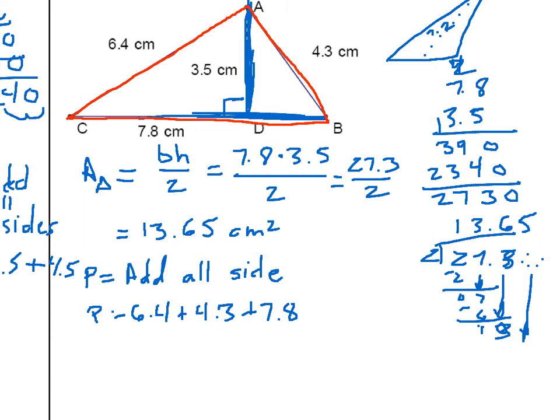So I'm going to add all of that up. 6.4, 4.3, 7.8, 5, carry the 1, 18.5. Why is my answer wrong? Because you need the units. Didn't put in the units. What should my units be? Centimeters.